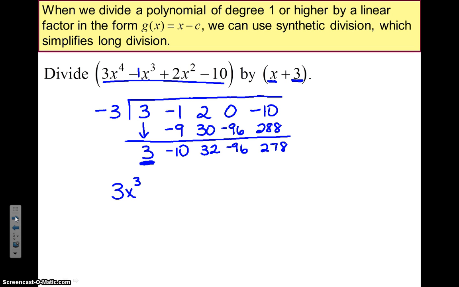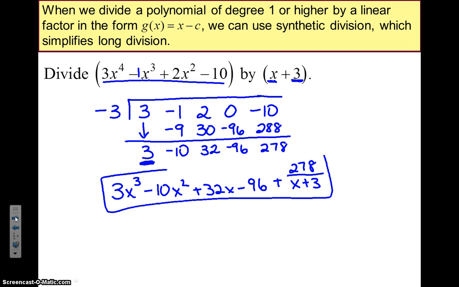And then from there, we just decrease the degree in each of the following terms. So minus 10x squared plus 32x minus 96, and you guess that that 278 would therefore be our remainder. So we have plus 278 divided by what our divisor was, x plus 3. So you can see it's, if nothing else, a kind of shorter method and probably a little bit faster as well.